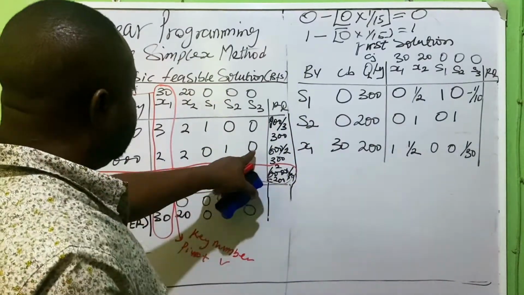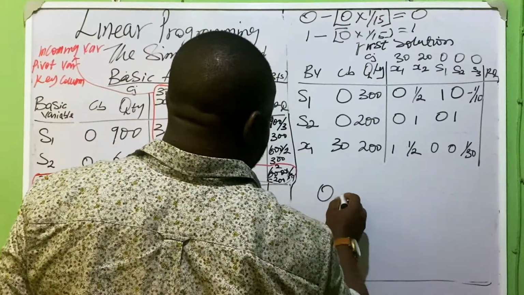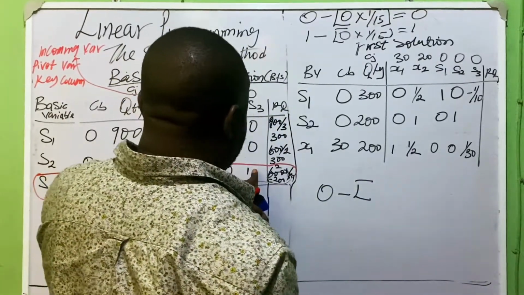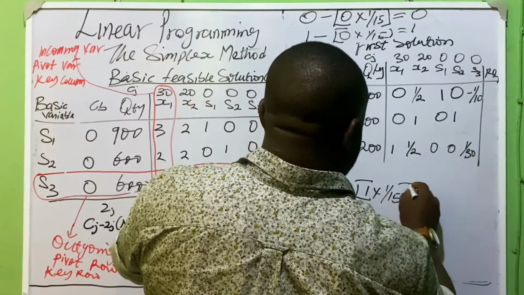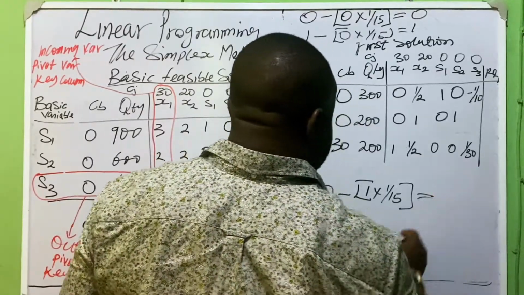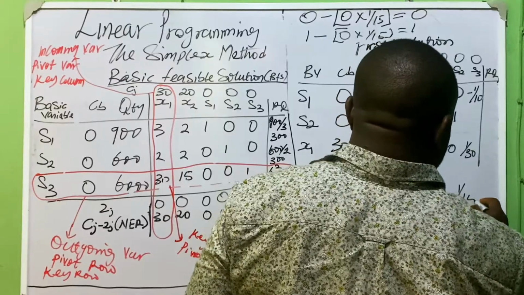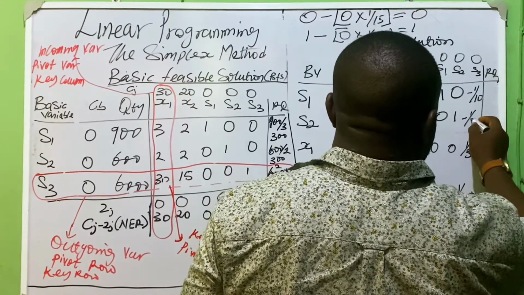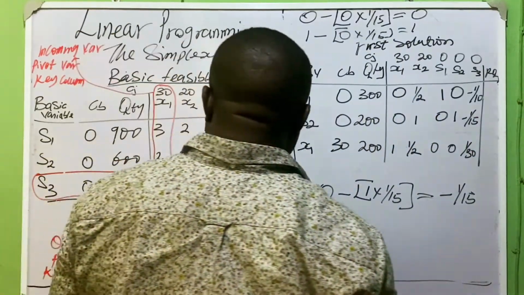So the next will be to transform this, which is 0 minus the corresponding value, which is 1. 1 multiplied by 1 over 15. So this will give us minus 1 over 15. That should come in here. Negative 1 over 15.